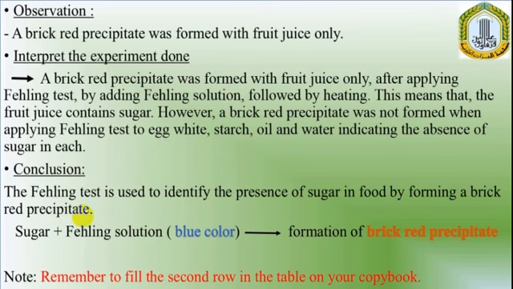This is represented in the following equation. Whenever Fehling solution, which has a blue color, reacts with sugar, a brick red precipitate will be formed, indicating the presence of sugar. Please do not forget to fill the second row in the table on your copybook.